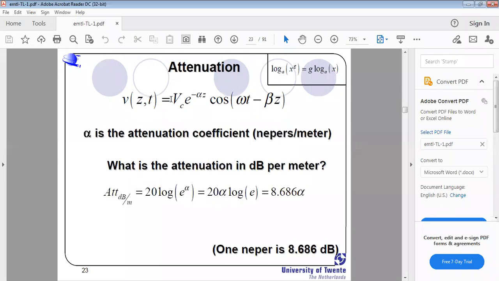The attenuation constant is always measured in what units? Attenuation constant, Nepers per meter. What is the relation between Nepers and decibels? See here, 1 Neper equals 8.686 dB, or 1 dB equals 0.115 Nepers.